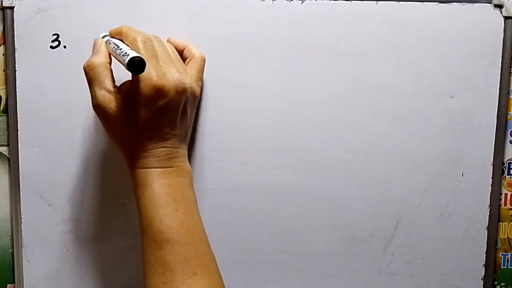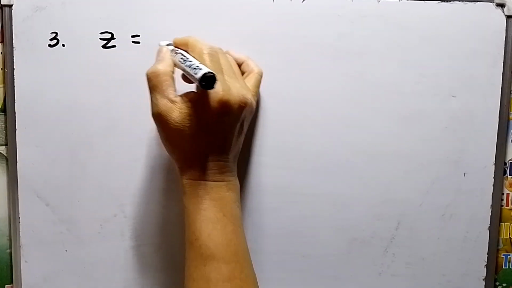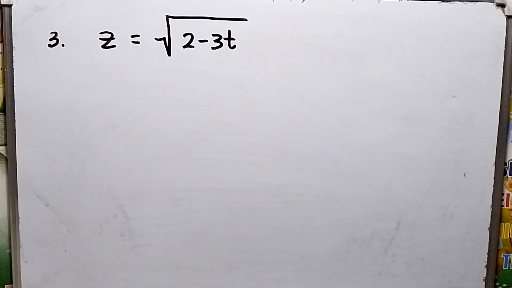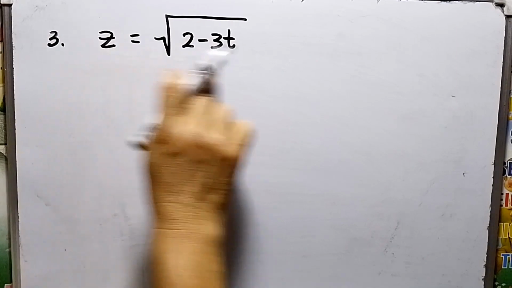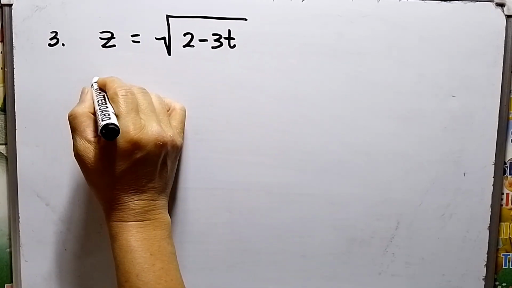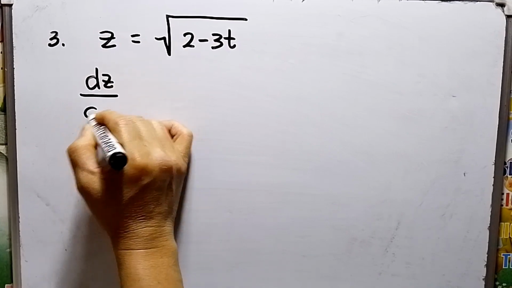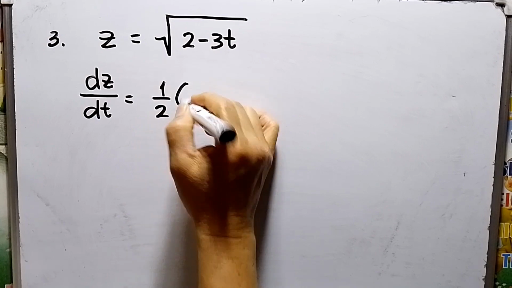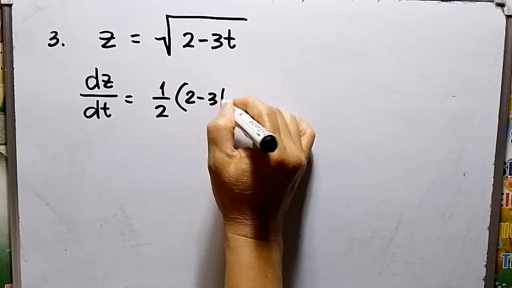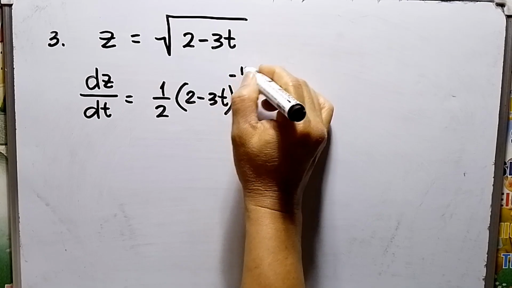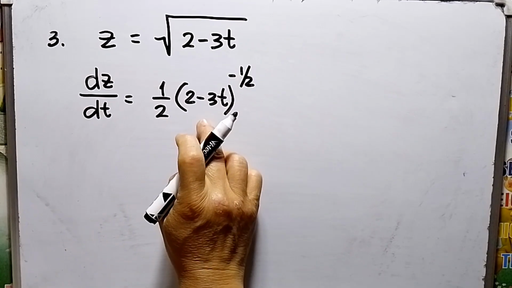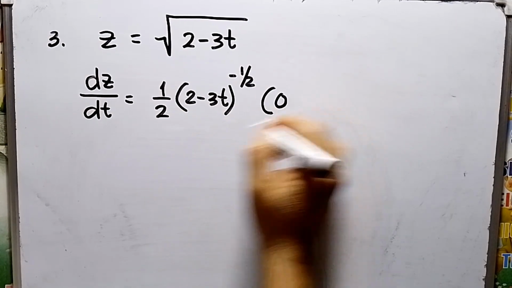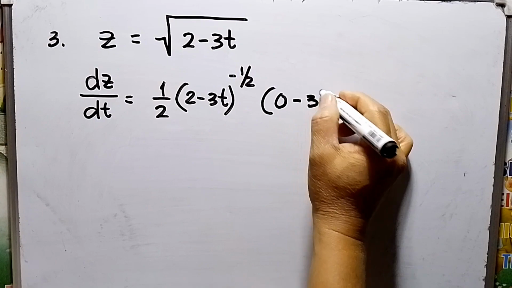Number 3, z is equal to square root of 2 minus 3t. Okay, so take note, my variables are z and t. So dz over dt is equal to the power, this will be 1 over 2. Then this will be 2 minus 3t raised to the negative 1 over 2. Then derivative inside, derivative of a constant will be 0. Derivative of 3t will be minus 3.